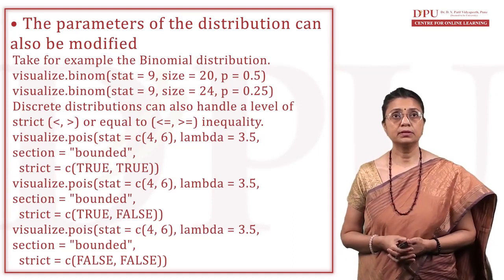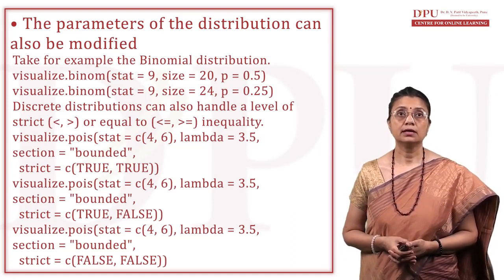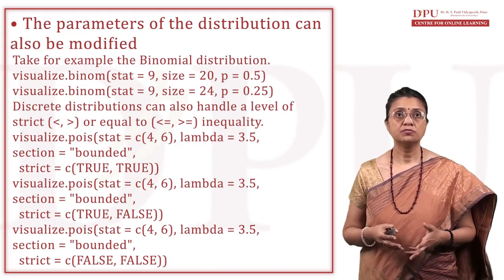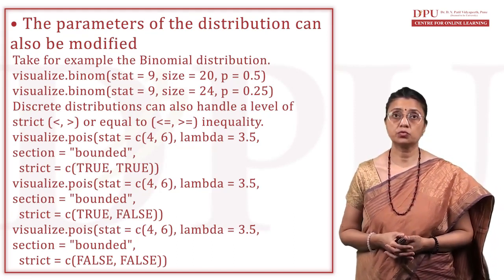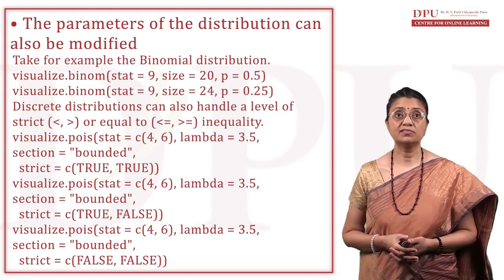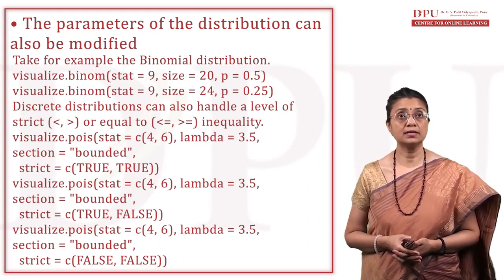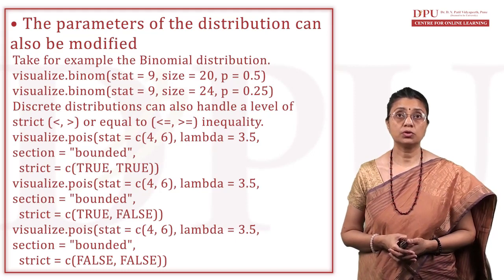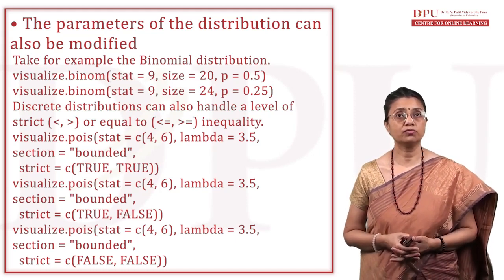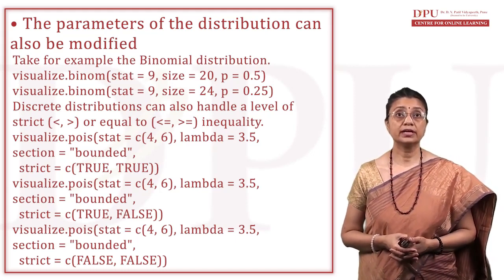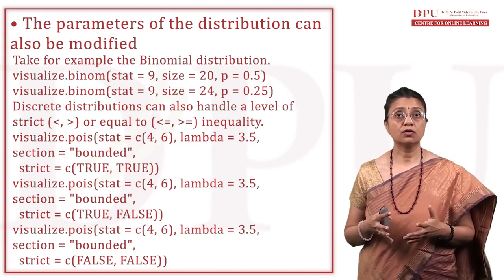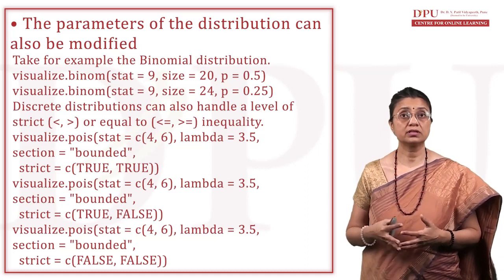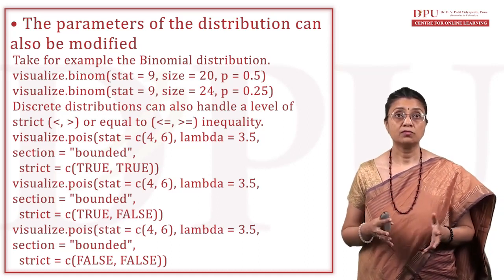Let's have a look at the parameters of the distributions and how they can be modified. Take the example of the binomial distribution: visualize.binom(stat = 9, size = 20, prob = 0.5). Likewise, visualize.binom(stat = 9, size = 24, prob = 0.25). Discrete distributions can also handle strict inequalities, such as less than, greater than, or less than or equal to, greater than or equal to.